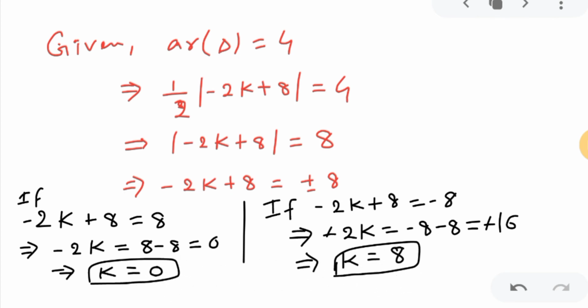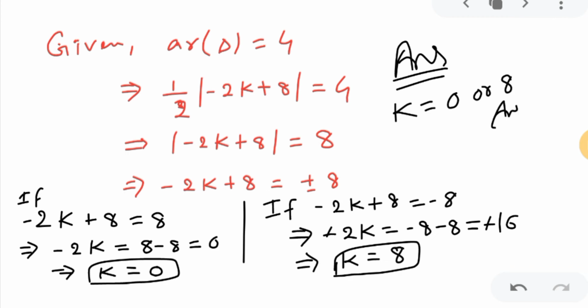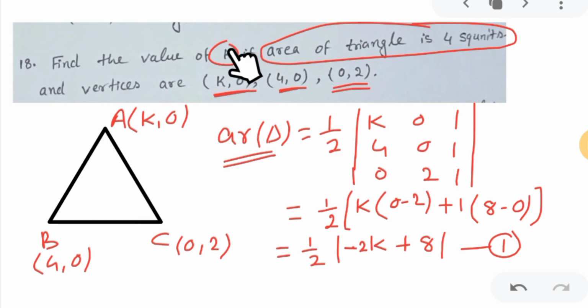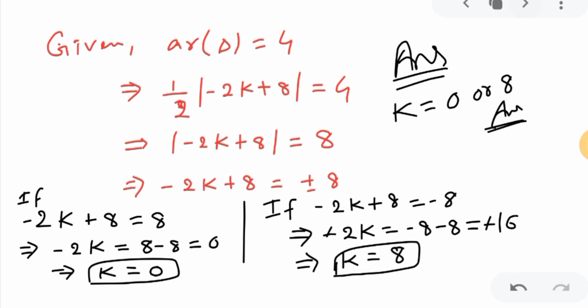So the final answer you will write: k is equal to 0 or 8, correct? So this will be your answer, 0 or 8. So we have to find the value of k. So the value of k is either 0 or 8, correct? Any value is possible. Okay.